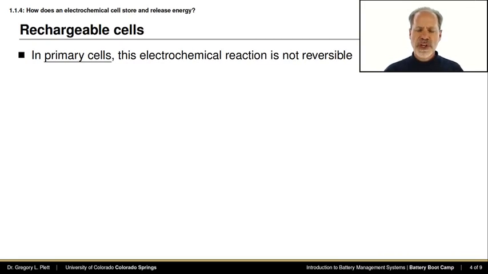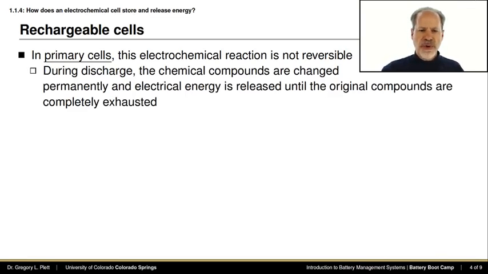So what about rechargeable cells? Remember that we've talked about two different categories of battery cells, primary cells and secondary cells. Primary cells are not rechargeable. The electrochemical reaction that occurs during discharge of a primary cell is not reversible.